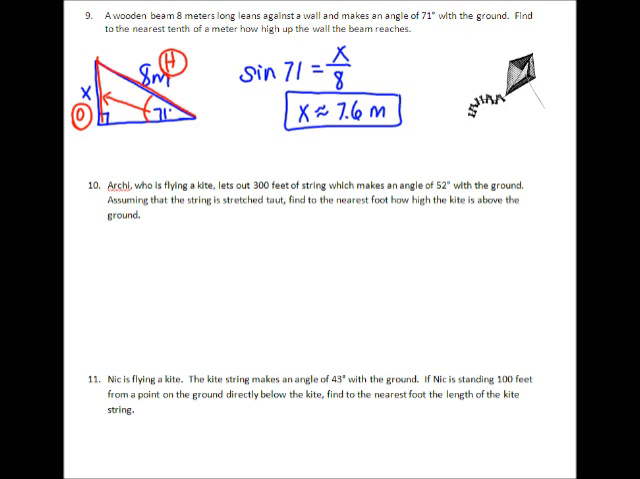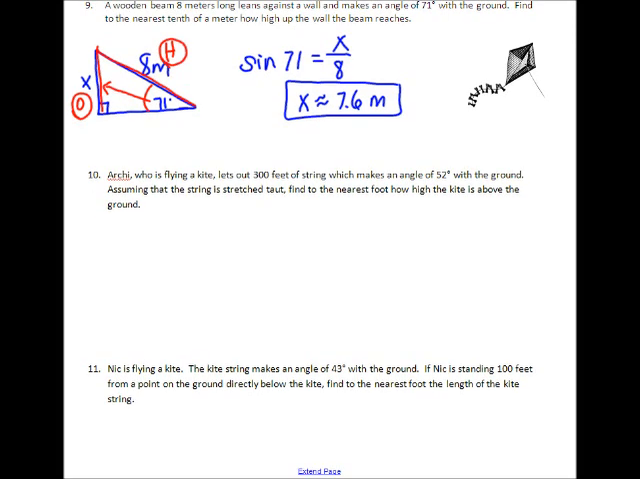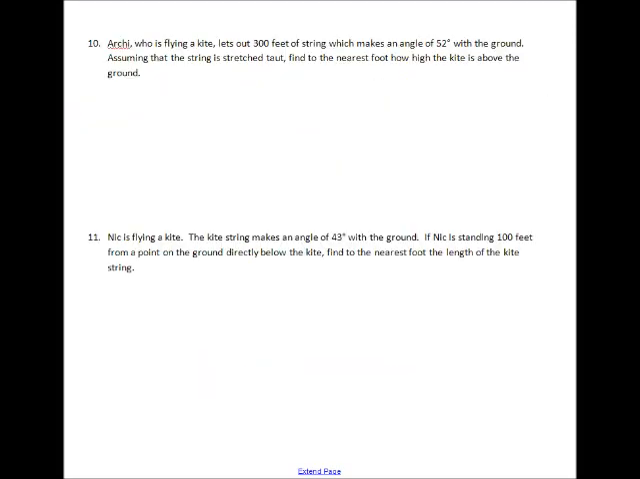Archie, who is flying a kite, lets out 300 feet of string. So not only are these popular with Pythagorean theorem, they are also popular with trig problems. Here is my kite. Here is the 300 feet of string. It makes an angle of 52 degrees with the ground. Assuming the string is stretched taut, find to the nearest foot how high the kite is.